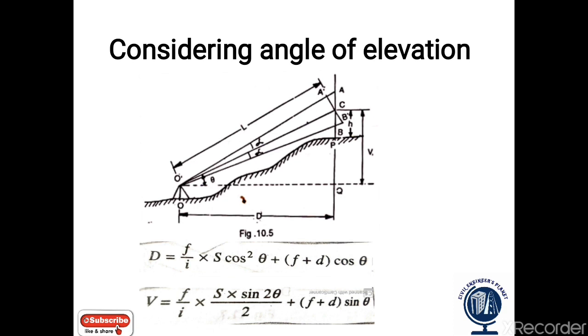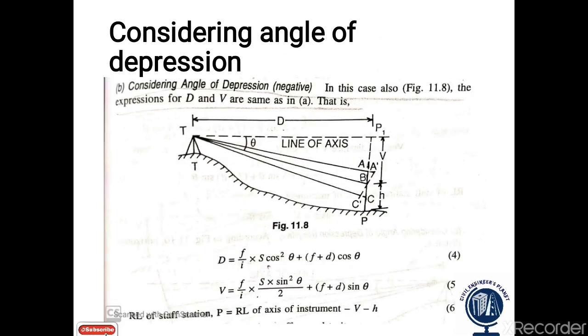For calculating the RL of staff, the formula is RL of instrument axis plus V minus H, so we get the RL of the staff. Now we will consider the angle of depression. Here you can see this is the line of sight which is inclined. This is the staff which is held vertically, so we will see the formulas for it.